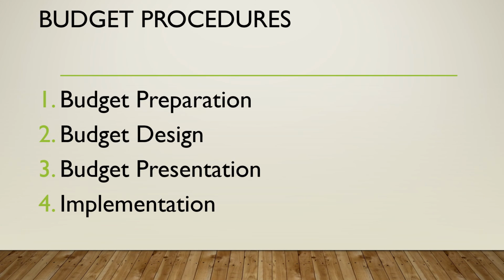In general, the budget procedures are broken down into four parts. The budget preparation, which is getting a lot of resources in to begin that process. The budget design, so we're looking at zero-based, performance-based, whatever it may be. The budget presentation, where you get approval from your supervisor or board of directors. And the implementation, so that's the facilitation of the expenditures and the revenue collection process related to the budget.